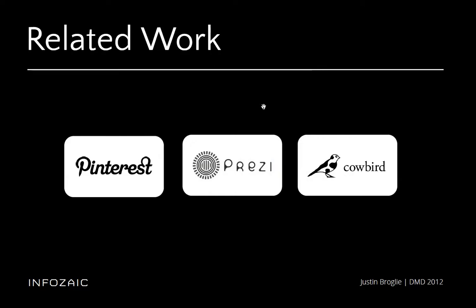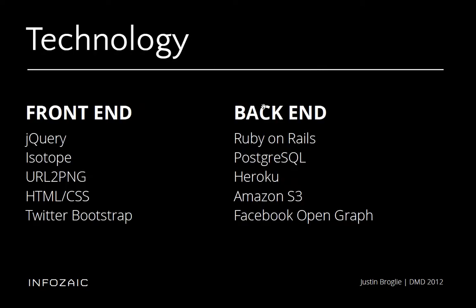So all these tools relate in some way. So the technology behind Infozaic, on the front end we use jQuery and Isotope to dynamically place all the images or the info bits together in a mosaic style layout. URL to PNG is being utilized to render images from websites that people post, and Twitter Bootstrap is a styling framework that was used at the base.